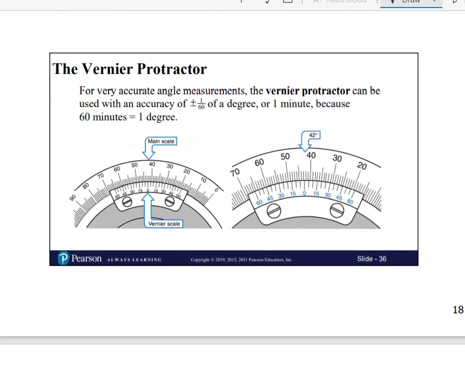Okay, so for very accurate angle measurements, the vernier protractor can be used with an accuracy of plus or minus 1/60th of a degree, or 1 minute, because 60 minutes equals a degree. So they've got where this is 42 degrees, and then on the bottom we even have a more precise scale.